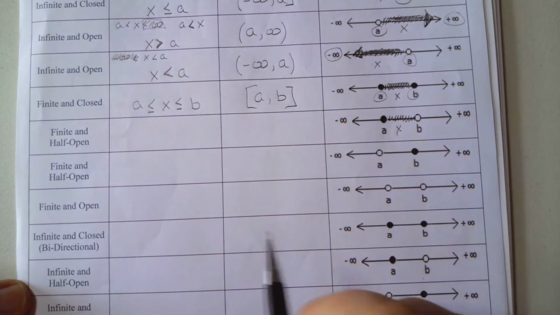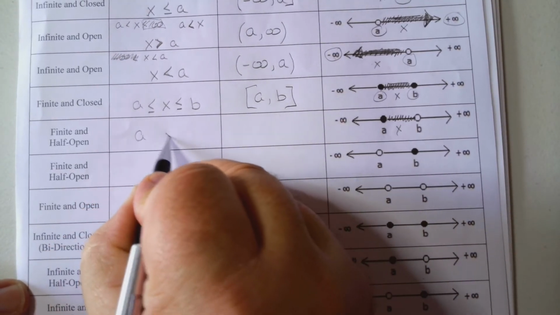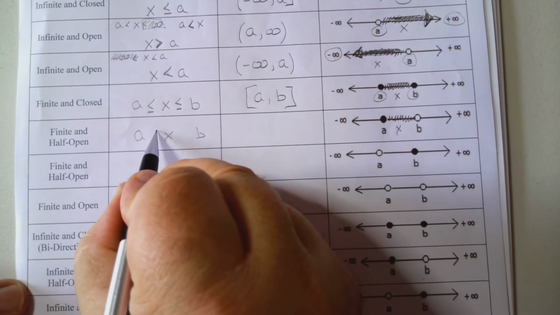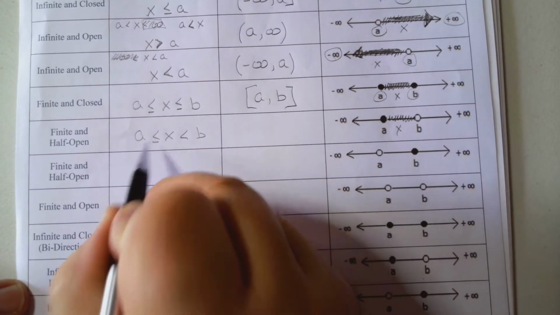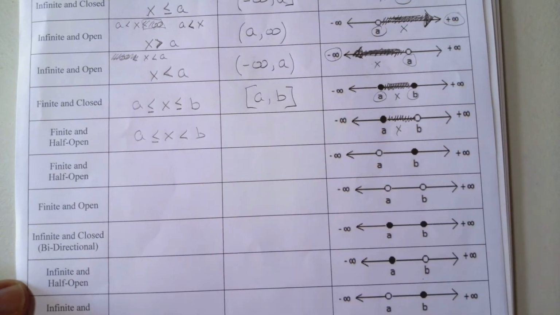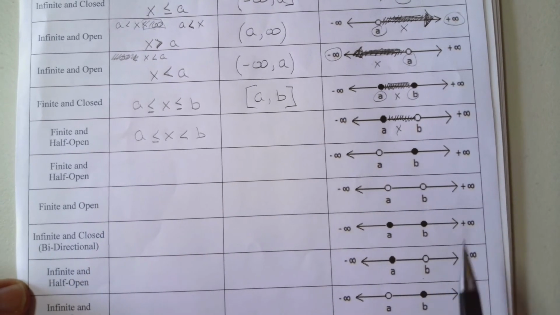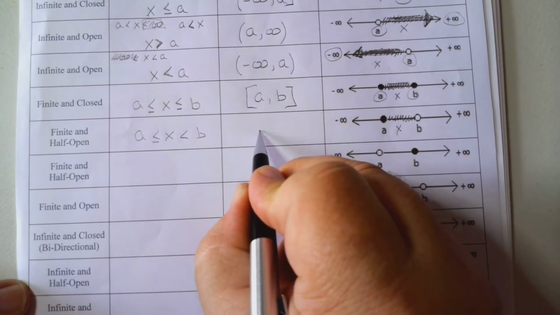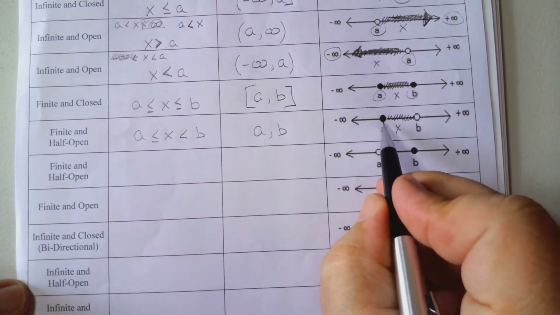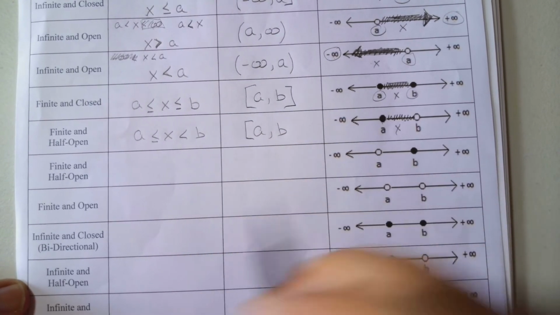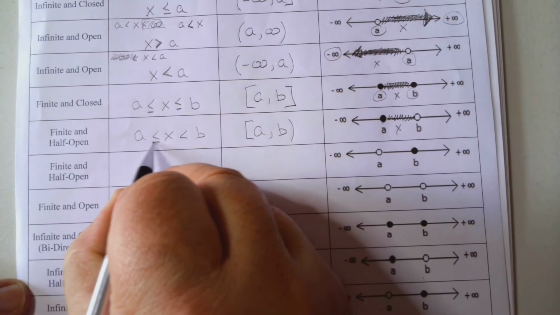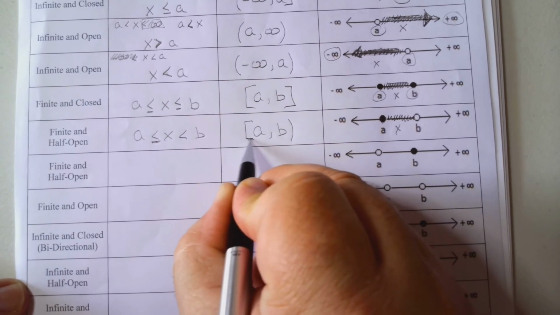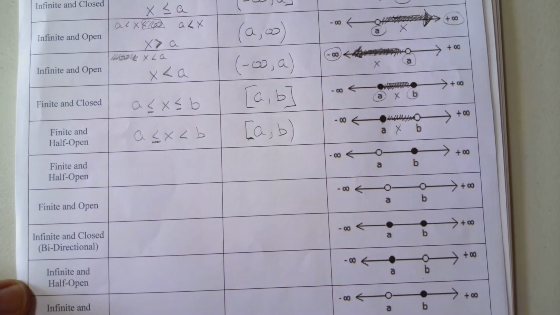Remember, wherever I shade is my x's, so I have A, X, B. A is shaded, so I can put a line underneath the A. B is open, so there. There's that graph. That's that set notation. Interval is only the endpoints: A, comma, B. A is solid, so I can use it. B is open. You notice, since A has a line, it's equal to, so it's a bracket.